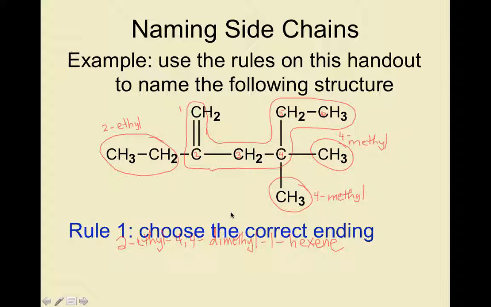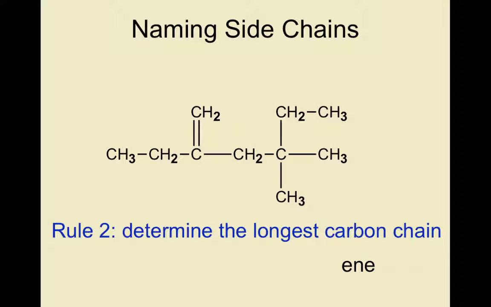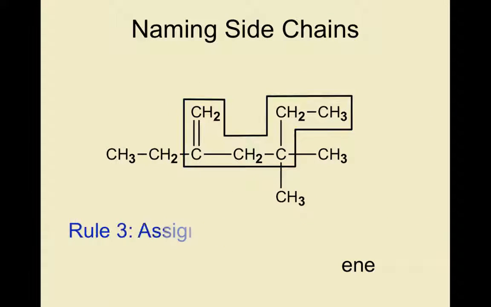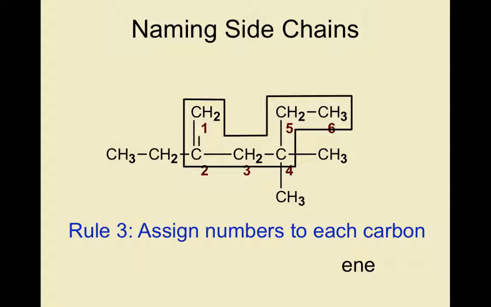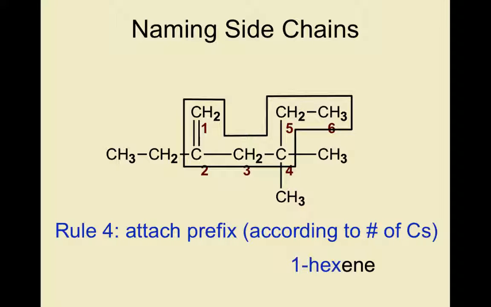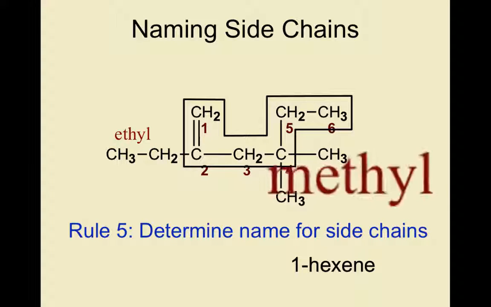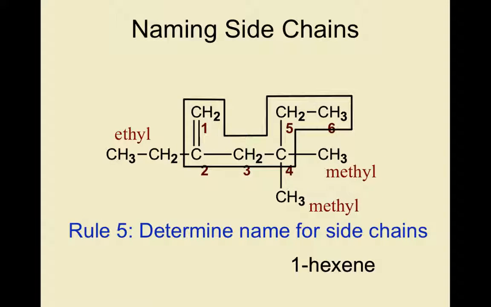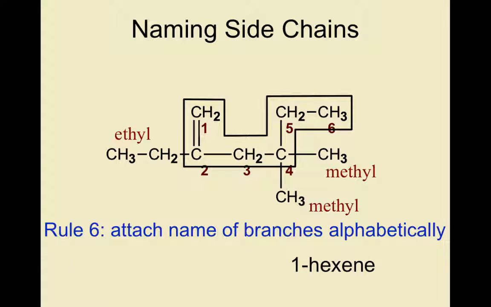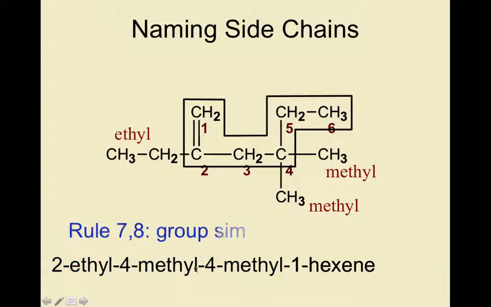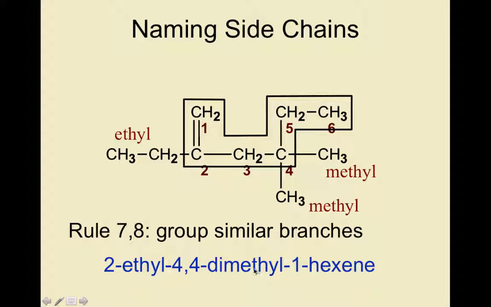And this is just bringing it through the process. Choosing the correct ending. It's an ene. Determining the longest chain. And assigning numbers. Makes that 1-hexene. Determining the name for the side chains. I have an ethyl group there, and a methyl and a methyl. Attaching the branches alphabetically, and here you see that originally they have them written separately, but grouping similar branches turns it into that dimethyl.